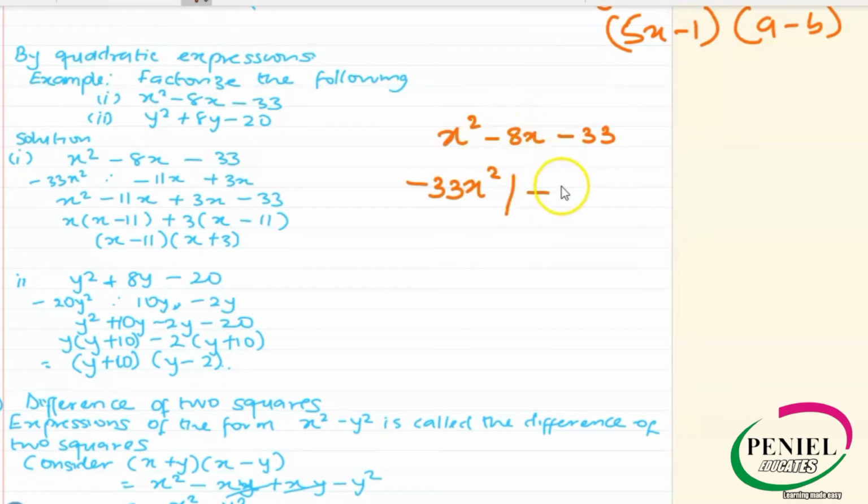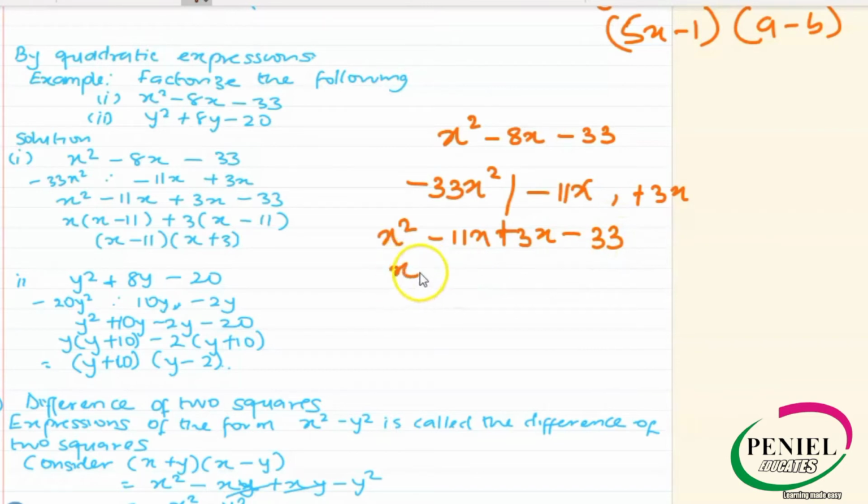So we have minus 11x and plus 3x. Plus 3x times minus 11x is going to give us minus 33x squared. Then minus 11x plus 3x is going to give us minus 8x. So then we have what we're looking for. We replace minus 8x with minus 11x plus 3x, and then we put our minus 33 here.